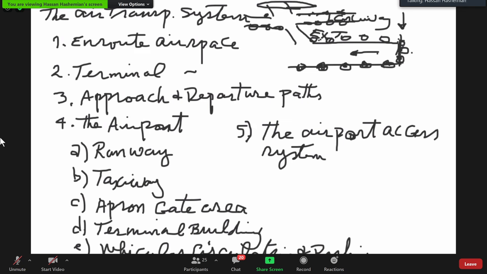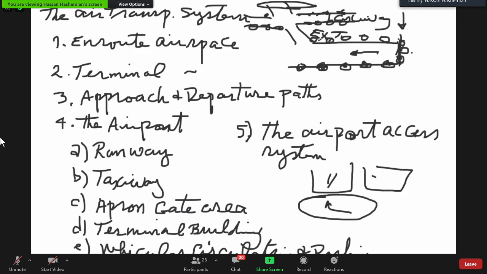Apron gate area. That's attached to the terminal building. If this is the terminal building, this is the area where the airplane unloads the passengers. They stay there for maintenance and then put the fuel in and so on. That's what we call apron gate area. Terminal building, you are familiar with the terminal building. Each airline has a different terminal building.